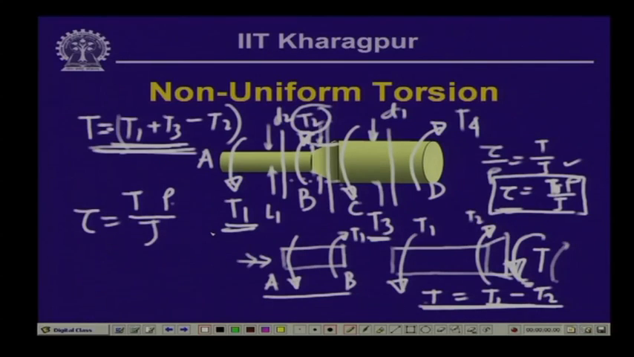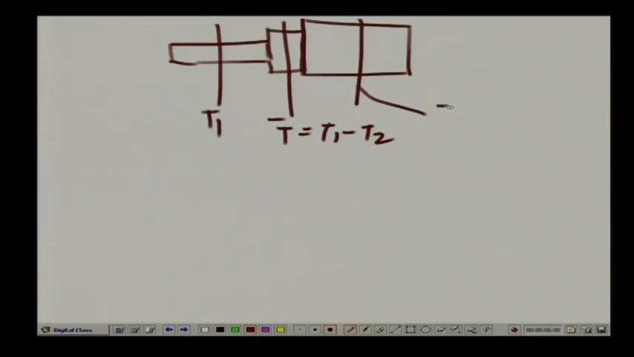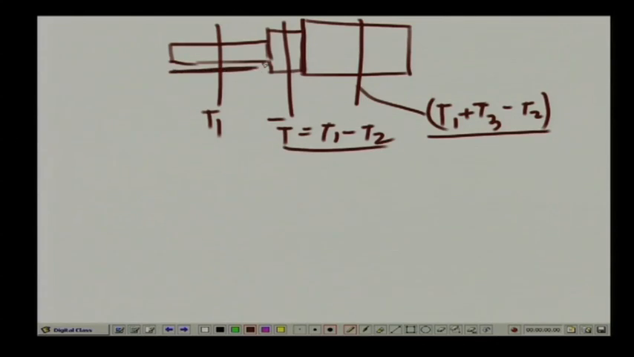Now, when we come to the evaluation of the rotation, as you can see, we have 3 different segments over which we have computed the equivalent T. Here we have T1, here we have T bar equal to T1 minus T2, and at this point we have T1 plus T3 minus T2. So these are the resulting twisting moments that we had. Now, this twisting moment acting over different lengths will have different rotation.